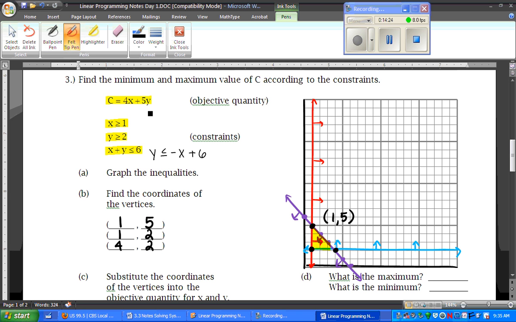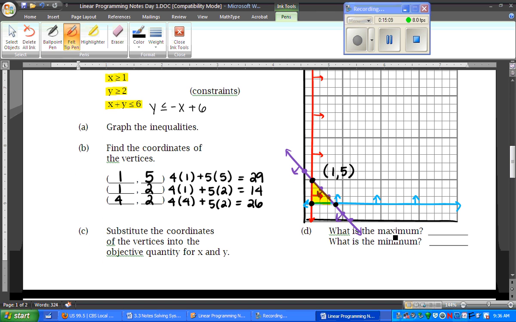So you will go back to your objective quantity, the equation up at the top, plug in 1 for x, 5 for y. If you need a calculator, take it out, type it in, you should get 29. Do the same thing again for the second coordinate, plug in 1 for x, 2 for y, type it into your calculator or do the math, you should get 14. For the last one, plug in 4 for x, 2 for y, do the math, you should get 26.